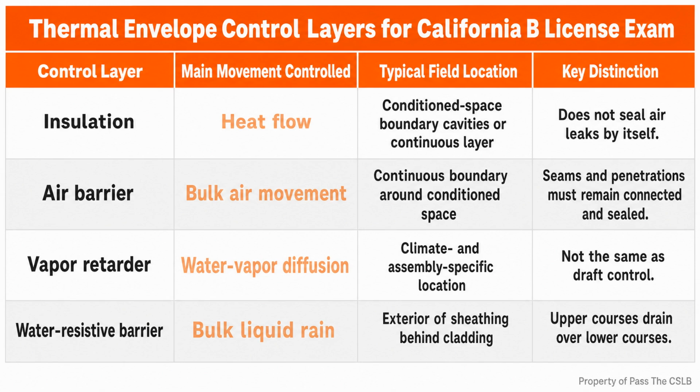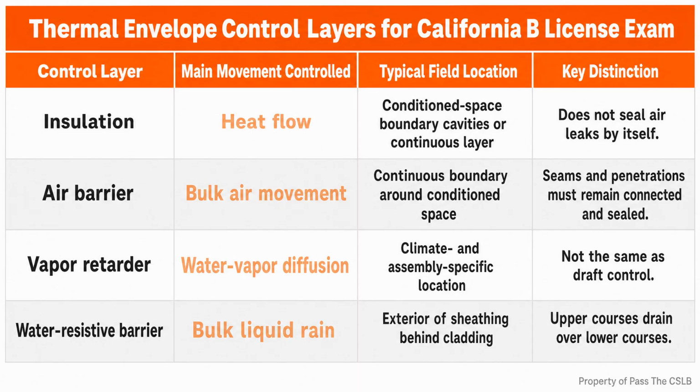I also separate continuity from thickness. Thick insulation can still have a bypass. A durable sheet can still have an open seam. A correctly classified vapor retarder can still be on the wrong side of the assembly. Product labels matter, but field continuity decides whether the installed system matches the approved design.